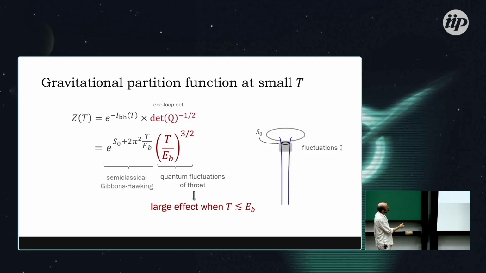Now, when you do this calculation, first of all, this is what you get out of the semiclassical Gibbons-Hawking result. You have the entropy, you have the linear term growing like the temperature, but then there is a factor that famously goes like the temperature to the 3/2. When the temperature is very small, this factor can be very small, suppressing the entire partition function. This comes from the quantum fluctuation of the throat. The effect, as you see, is large when you're at temperatures smaller than this energy scale that I told you about.